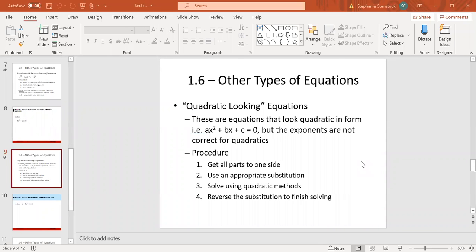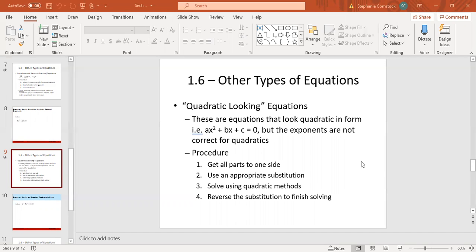Okay, for this section, we're going to look at quadratic looking equations, and these are going to be ones that have three terms, and they almost look like ax squared plus bx plus c, but those exponents just aren't quite right, okay? It may be that they are like x to the fourth and x squared, or x to the 2/3 and x to the 1/3, something that just looks a little bit off about it, and it's not quite that full quadratic, okay? So what we're going to do is treat it very much like a quadratic.